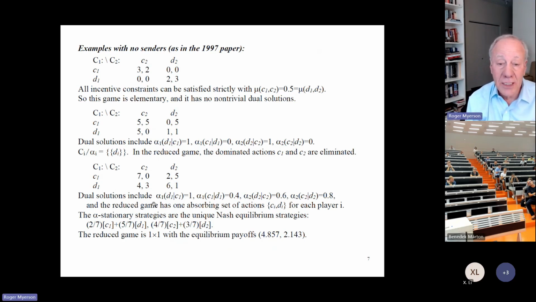This is essentially a constant sum game, and I noted that it turns out that the dual solutions are going to give us alpha stationary strategies, which are the unique equilibrium of this mixed game. So the dual reduction of a two-person zero-sum game is essentially going to be choose the min-max strategies. The min-max strategies are the reduced game strategies, and everything else goes away.